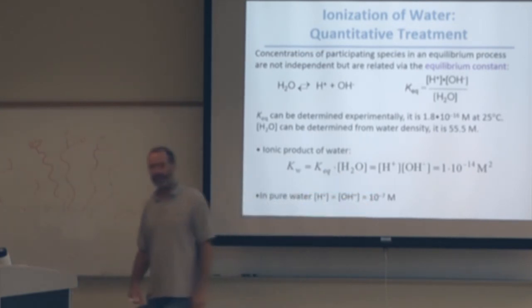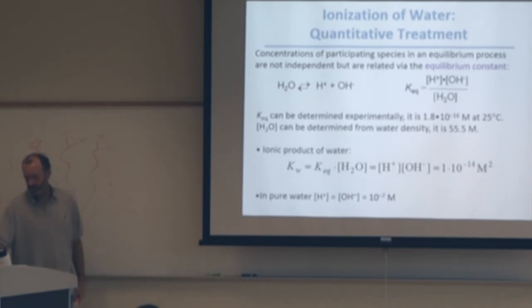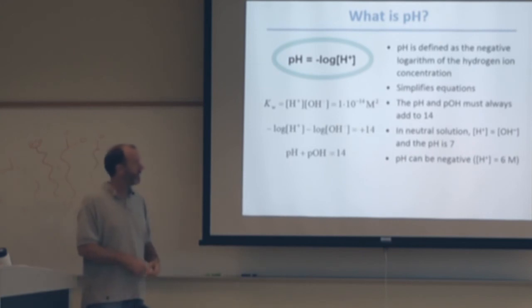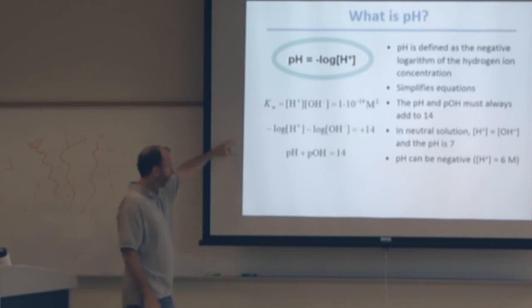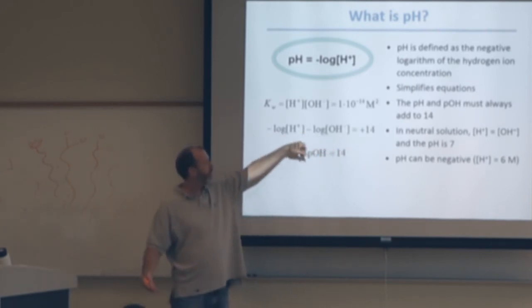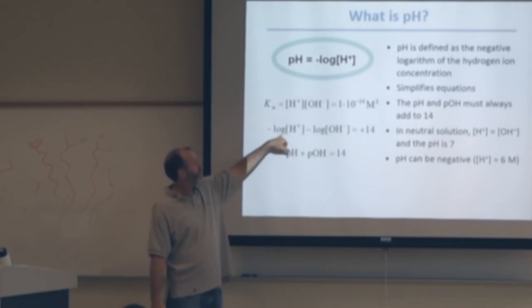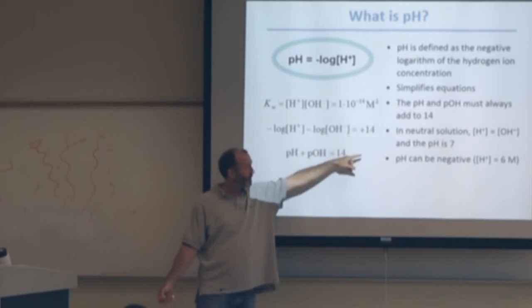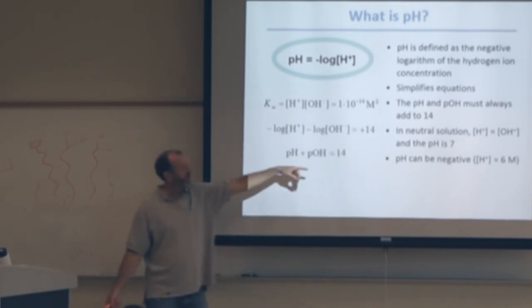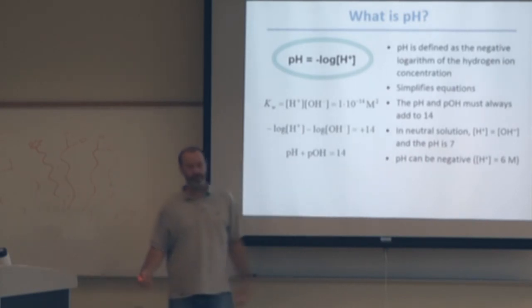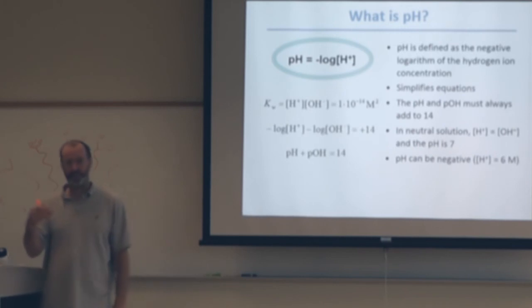If you guys remember, pH is negative log. So the pH equals the negative log concentration of the hydrogen ion. It's defined as the negative log of the hydrogen ion concentration. So the pH and pOH must always add up to 14 in water. So the negative log of H, hydrogen ions, plus the negative log of OH, equals 14, the neutral solution. They're both 7. pH can be negative if you have a high concentration of acid.